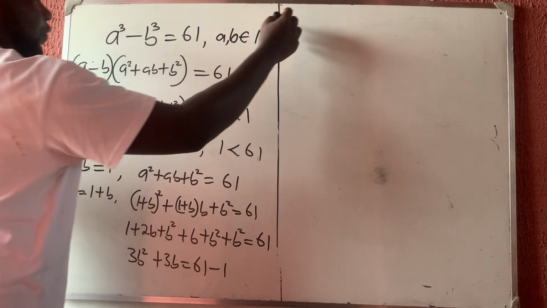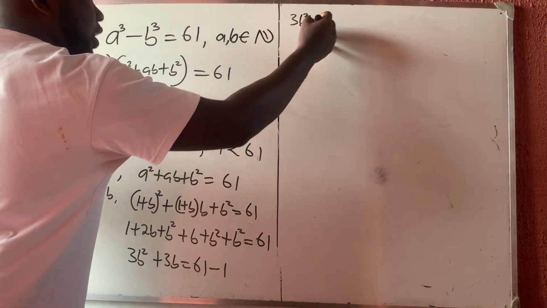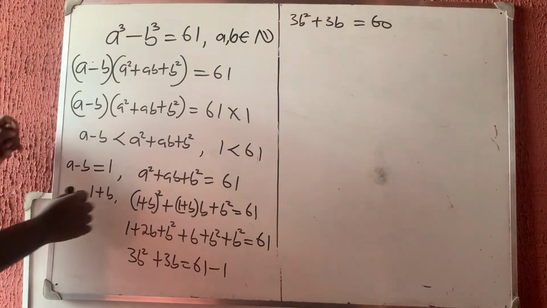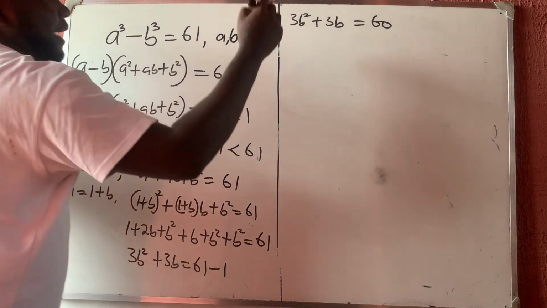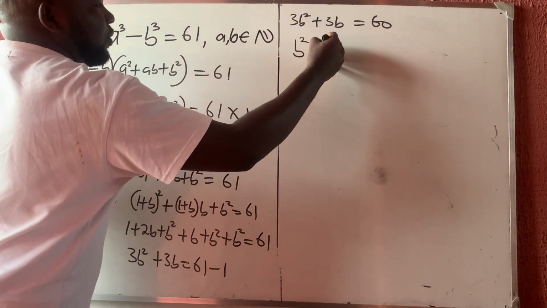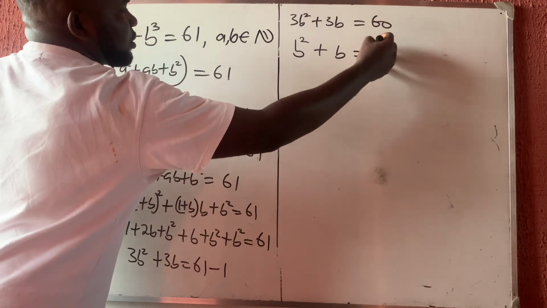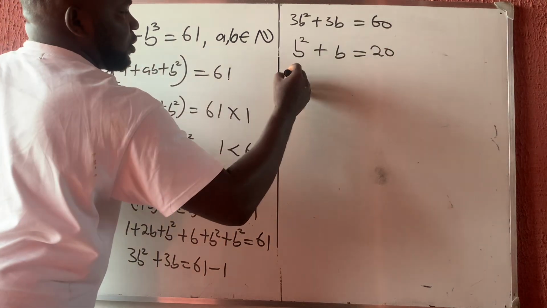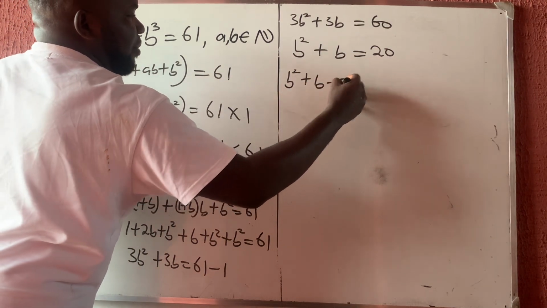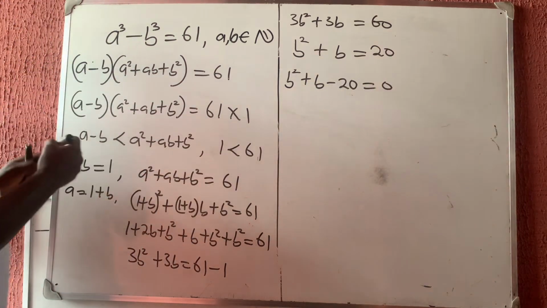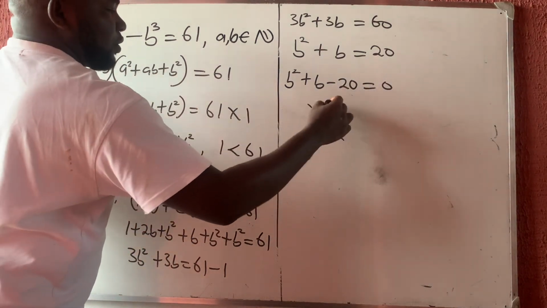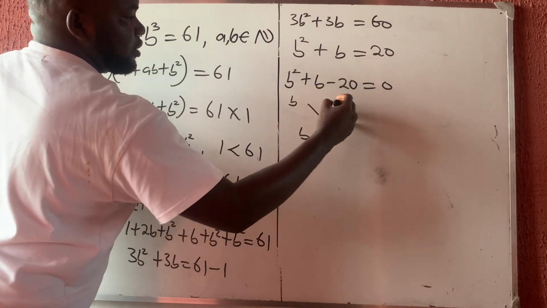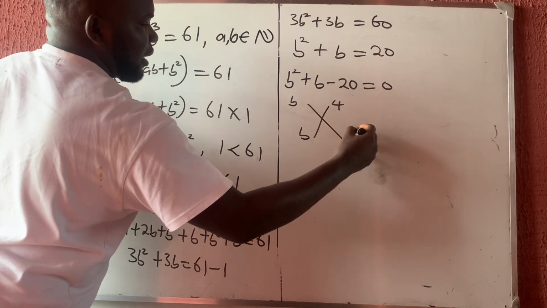Let me continue from here. I'm having that 3b squared plus 3b is equal to 60. Now, divide everybody by 3. I'm having b squared plus b is equal to 20. So now this one coming here, b squared plus b minus 20 is equal to 0. So let us factor. The only two factors I'm going to have are b and b. So what is going to give me this? This is 4 and minus 5.